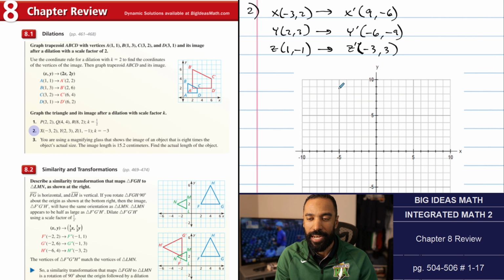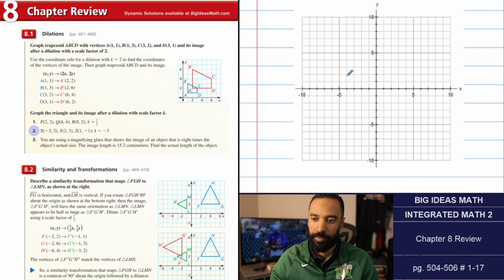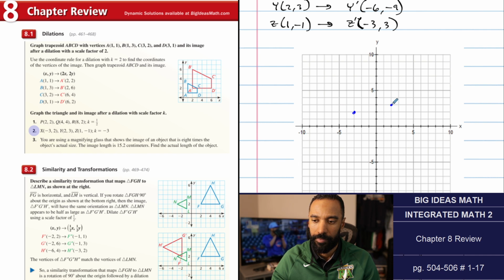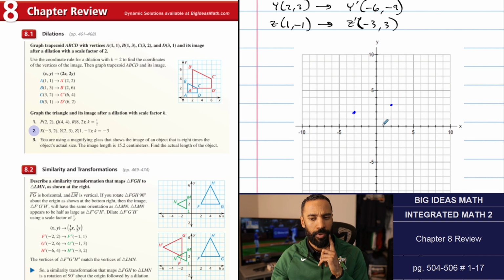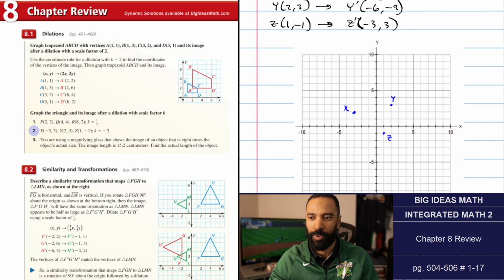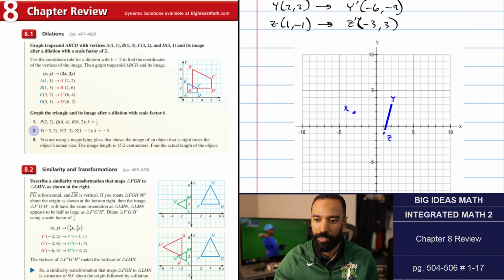Okay, X is at negative 3, 2. Y is at 2, 3. And Z is at 1, negative 1. Here's the original, pre-image, non-transformed triangle. Very thick line.